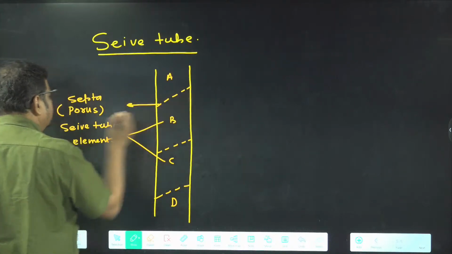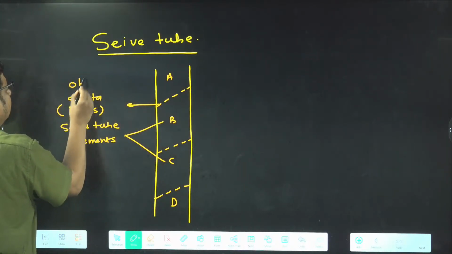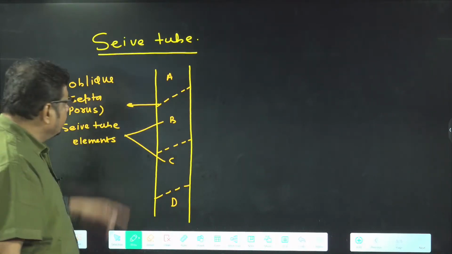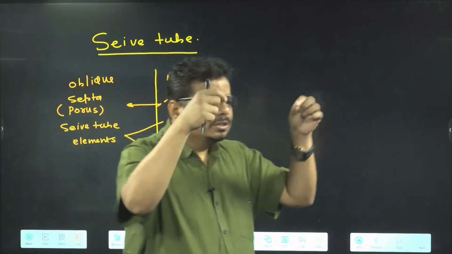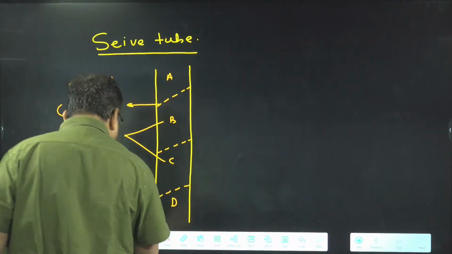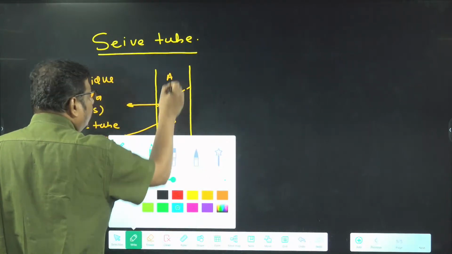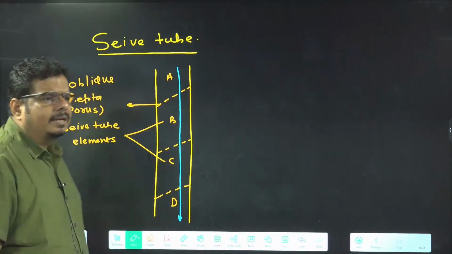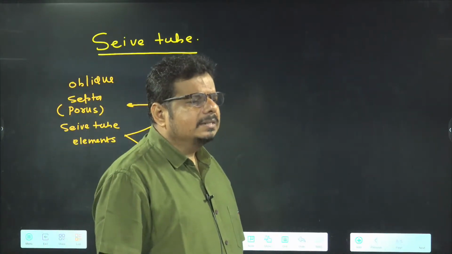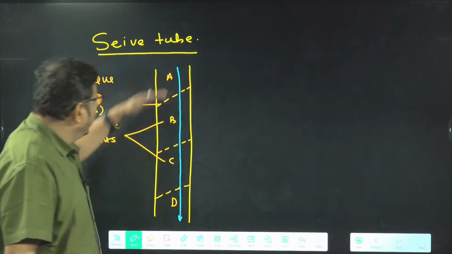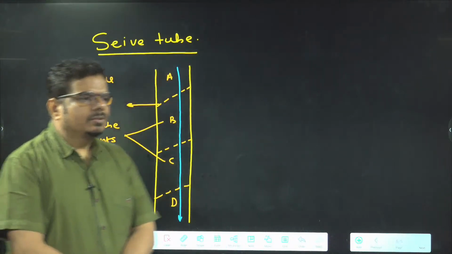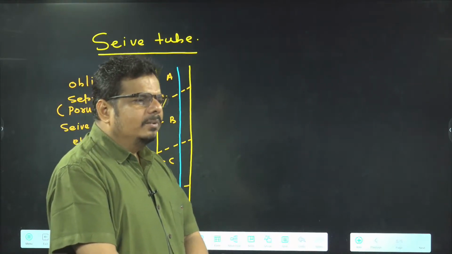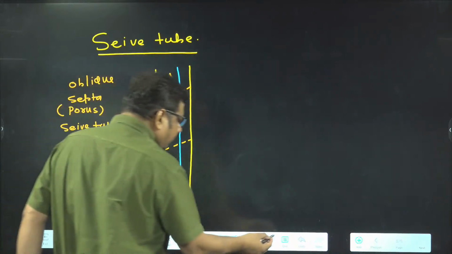But in this septa arrangement, which kind of septa will you find? Oblique septa. But the septa have so many small pores. Why are these pores there? Because through these pores, food will be transported from one part of the plant to another. If pores were not there, how would transport of food occur from one part of the tube to another? So food is transported from one part of the tube to another through which one? Pores. Are you getting the idea?